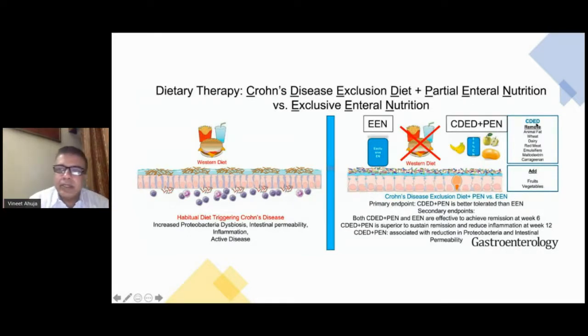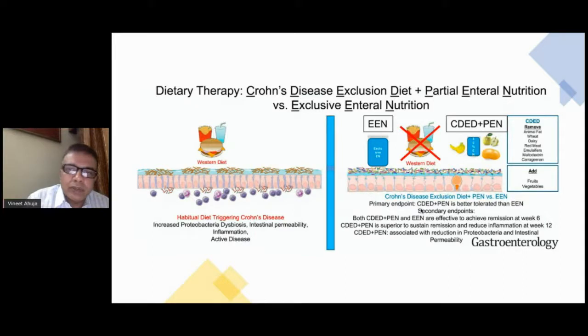What is exclusion diet? Remove animal fat, remove wheat, remove dairy, red meat, emulsifiers, maltodextrins, carrageenan, and all. And add what? Fruits and vegetables. In other words, go back to the rural agrarian diet which India had, let's say, 50, 70 years back. Or if you go to remote rural areas, where people would be eating only fruits, vegetables, they may be having dairy and wheat, but definitely less of red meat, emulsifiers, maltodextrins, and all those things.